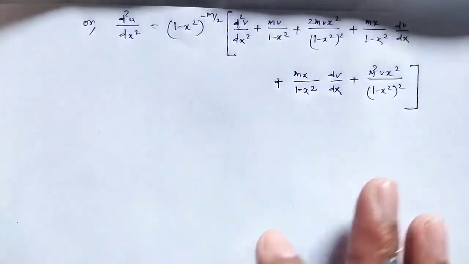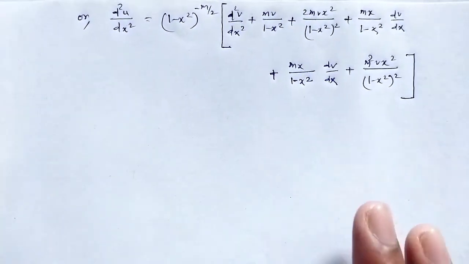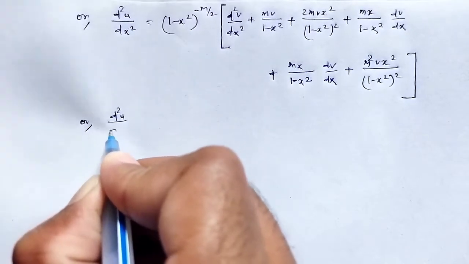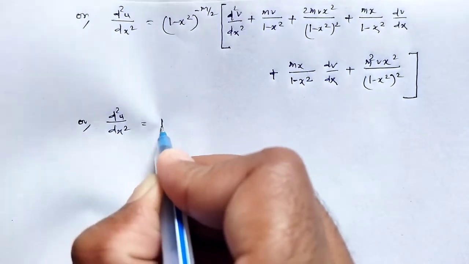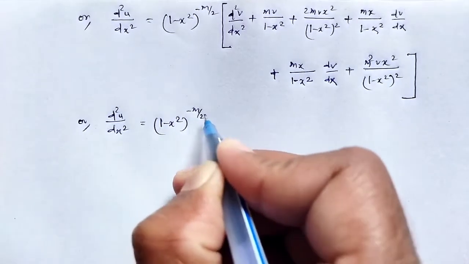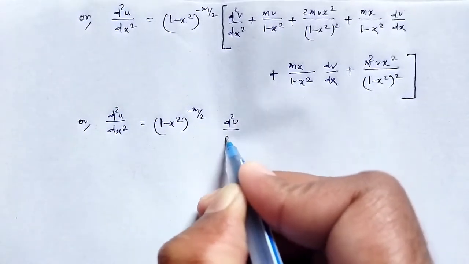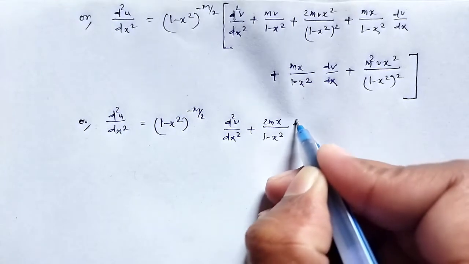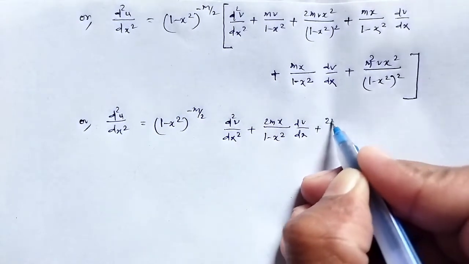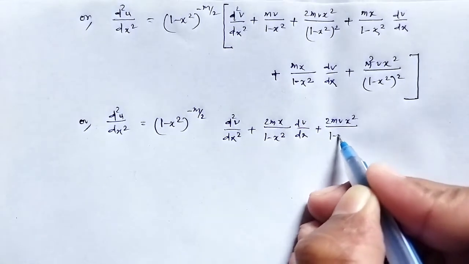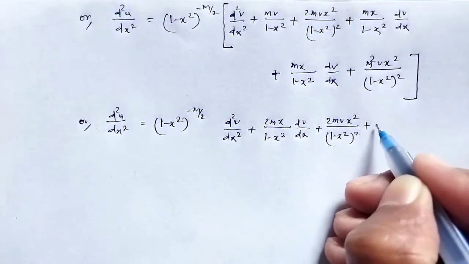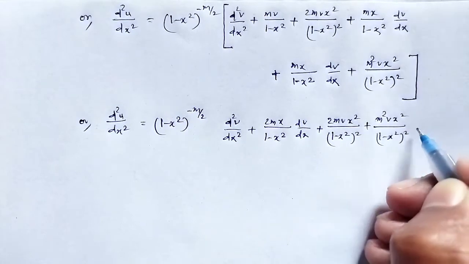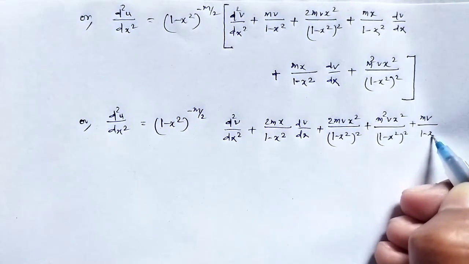Again simplifying that term, d²u/dx² is equal to (1 − x²)^(−m/2) times d²v/dx² plus 2mx/(1 − x²) dv/dx plus 2mvx²/(1 − x²)² plus m²vx²/(1 − x²)² plus mv/(1 − x²).